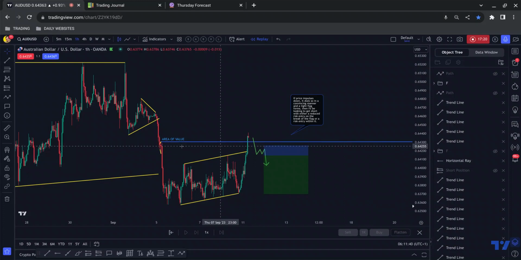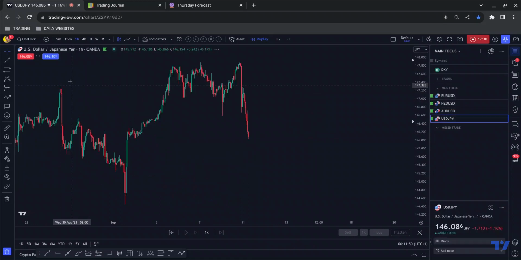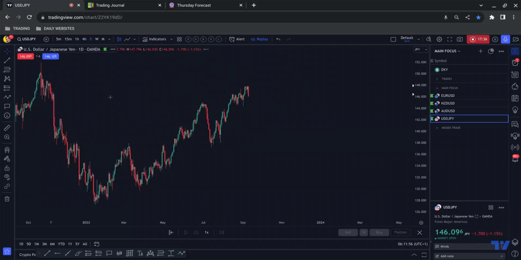So once again, alert set just below that area of value. If it doesn't trigger, no trade for me. And so what have we got left? So dollar yen. I was just thinking about something else. Now this may not shape up. We shall see. This one is slightly different.